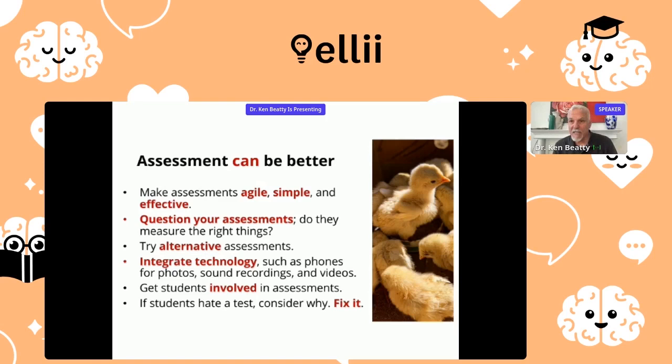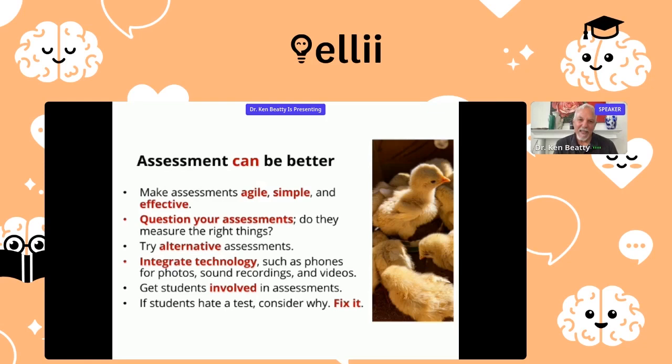Try alternative assessments, some of the 15 that I've suggested here. Integrate technologies such as phones for photo, sound recordings and videos that they can do for part of their assessments. Again, the point is for them to show you what they know, not just repeat and regurgitate something that you've taught them. They're not memorizing the grammar book or the dictionary.